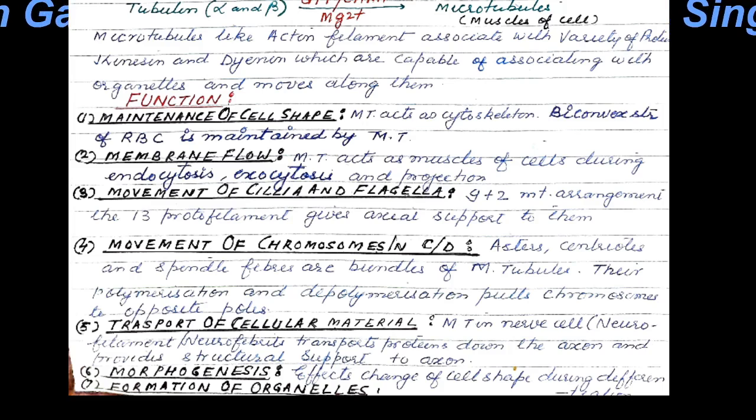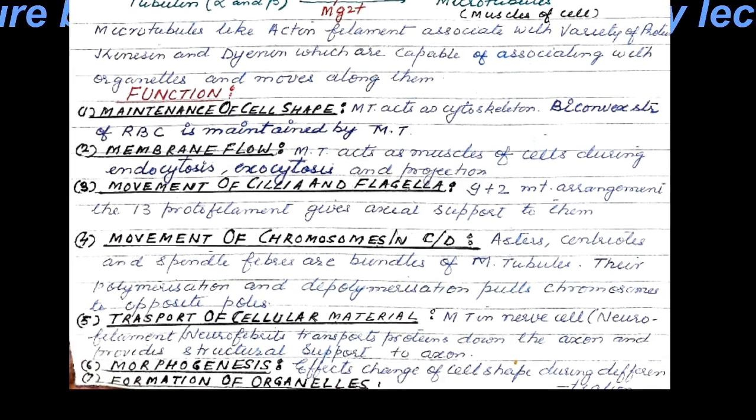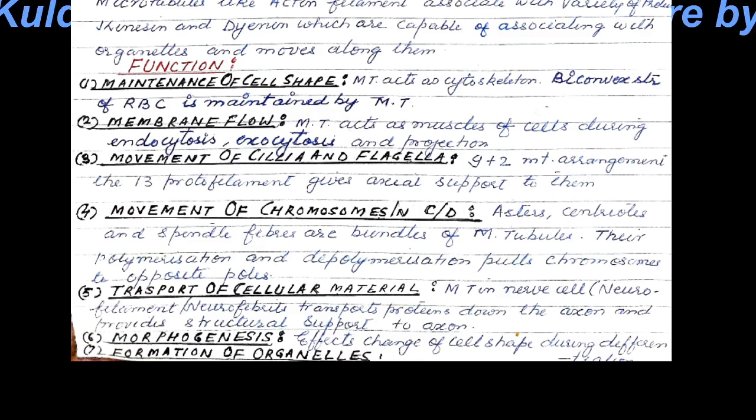Their polymerization and depolymerization pulls the chromosomes towards the opposite poles, thereby facilitating the cell division and equal distribution of chromosomes. Transport of cellular material is also caused by microtubules. In nerve cell, proteins are transported down the axon, and structural support to the axon is provided by microtubules.